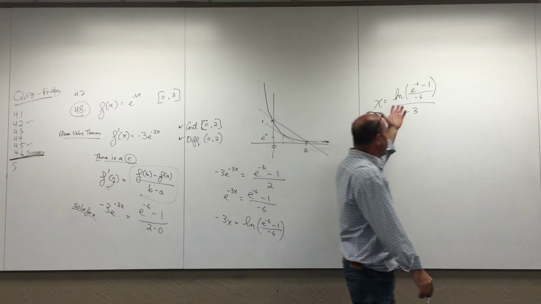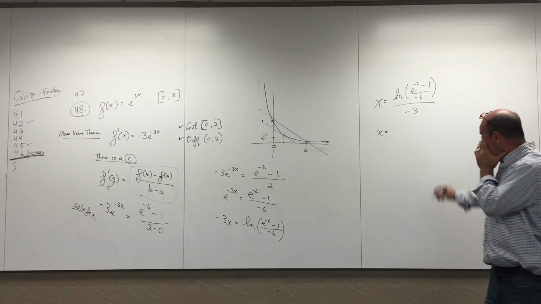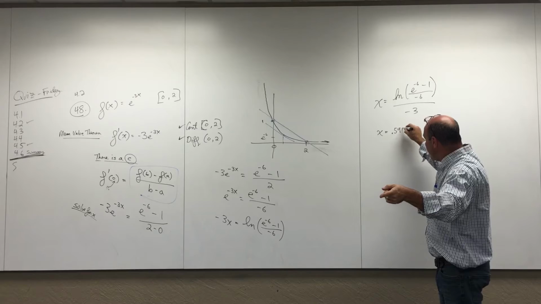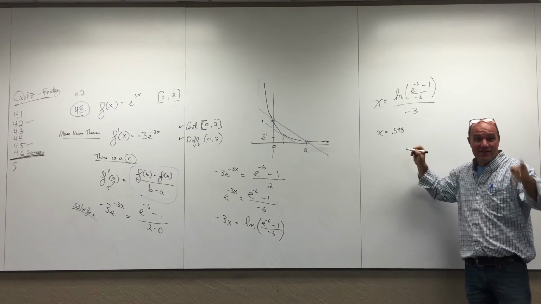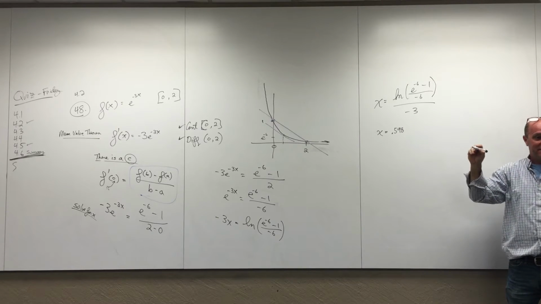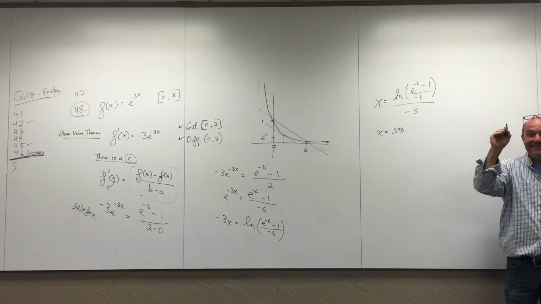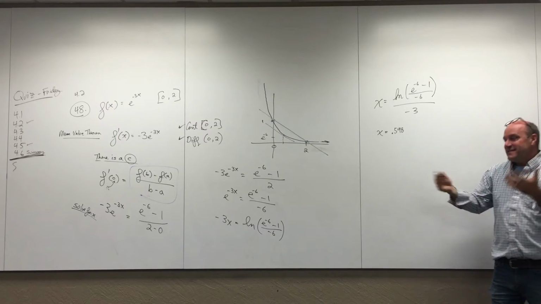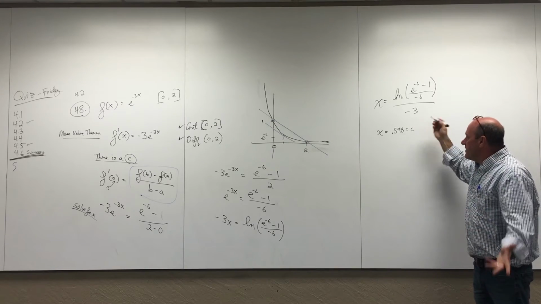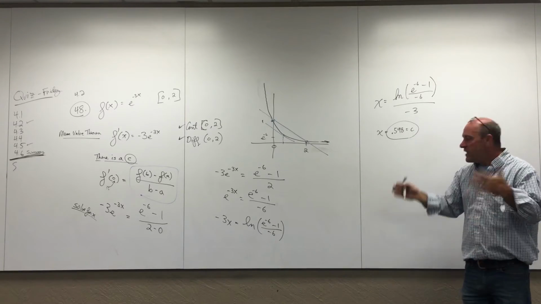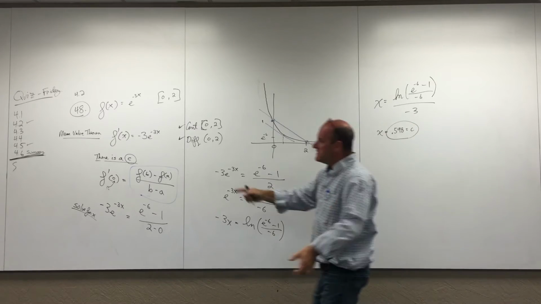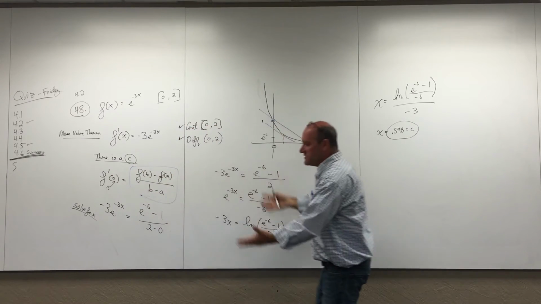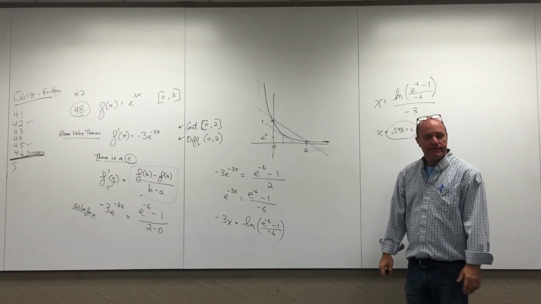I got 0.598. I don't know if it's right. Anybody agree? She agrees. That's what I got. He agrees. All right, cool. So this is the c value guaranteed by the theorem. The place where we have the slope, that there is a c where the slope is this number, and this is the process we go through to find it.